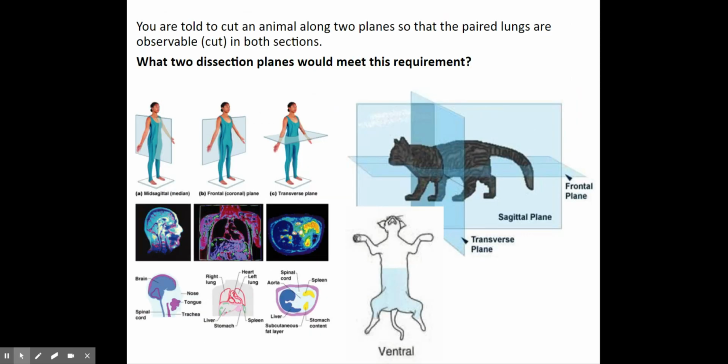This one just kind of talks about what I was referring to in the one slide. If you were to make a cut along an animal, or cut an animal along two planes so that the paired lungs are observable in both sections, what two sections would you cut that cat along? Again, it would be frontal plane because you would see the top and bottom of the lung, or it could be the transverse plane because you could see the front or back portion of the lung in this case, or the cephalad or the caudal portions of those lungs.